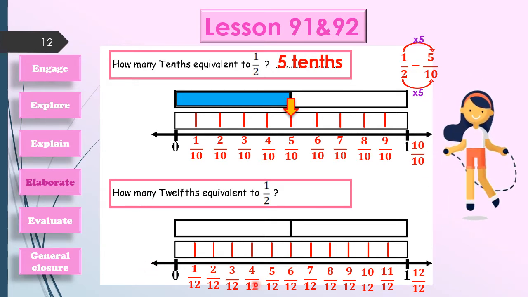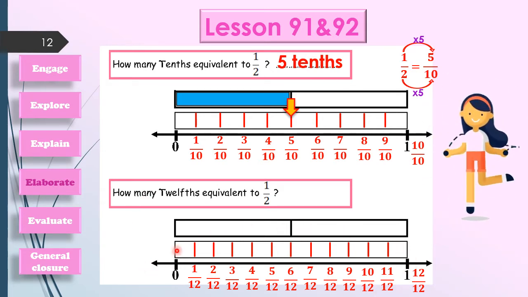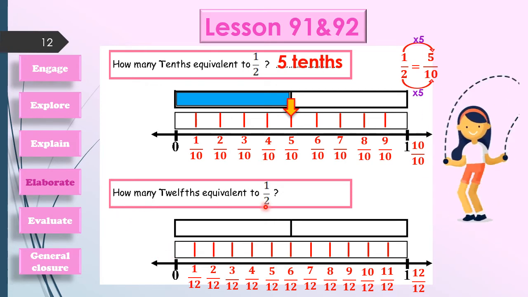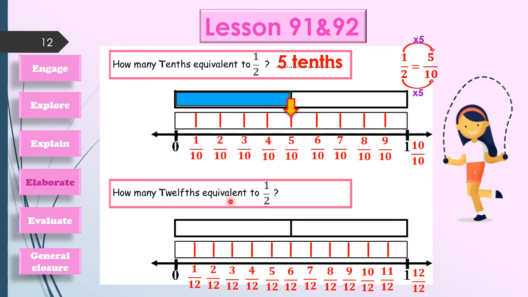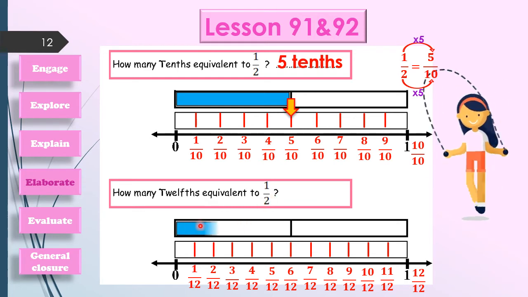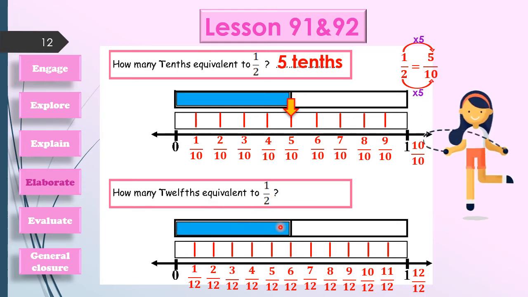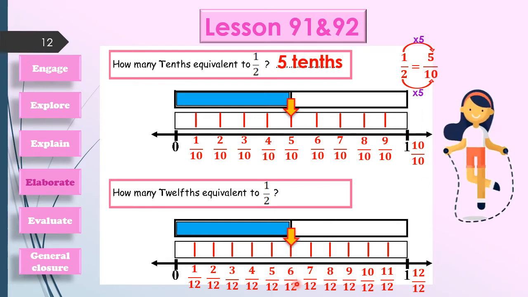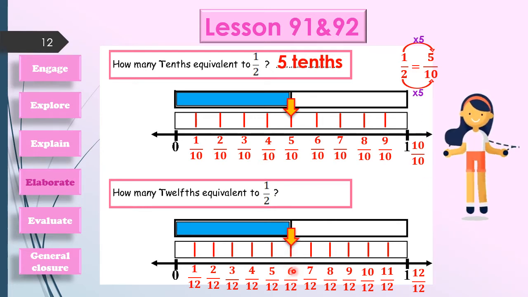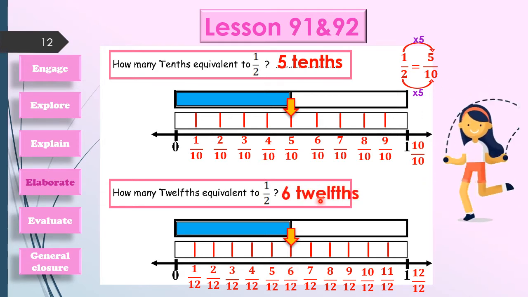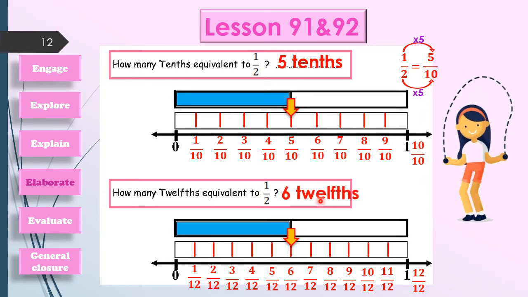After we finish drawing and writing our names, let's answer our question. How many twelfths are equivalent to half? Let's color the first half and see which fraction it stops at. Yes, our arrow is pointing to 6 twelfths. Let's write down here 6 twelfths.